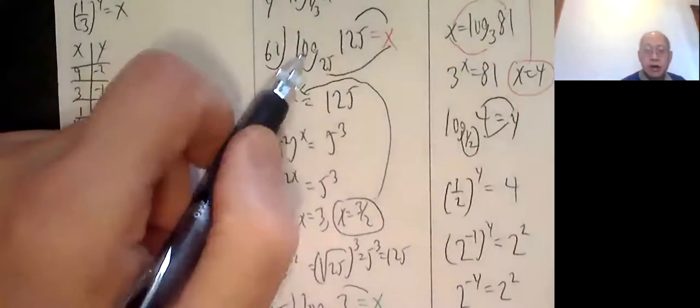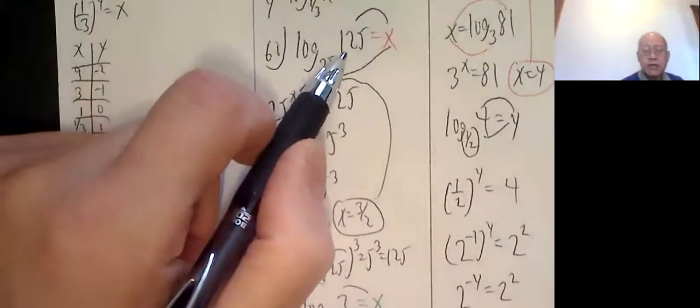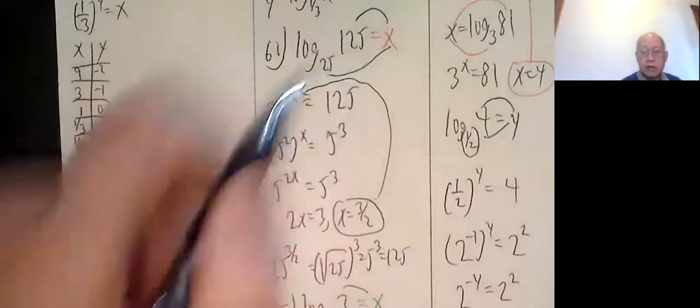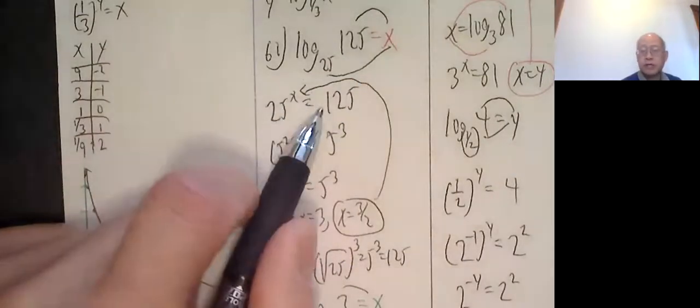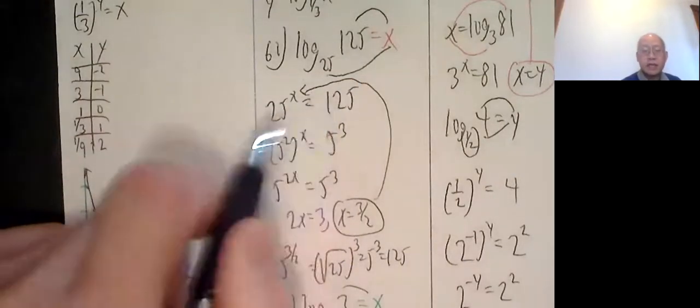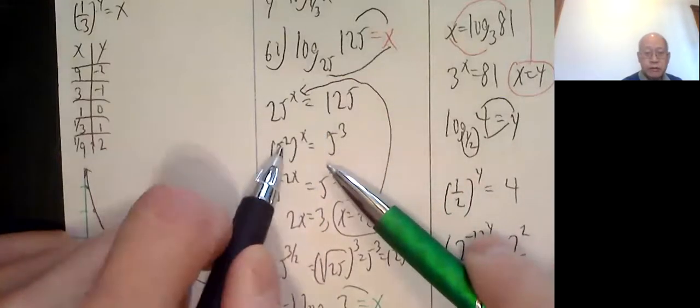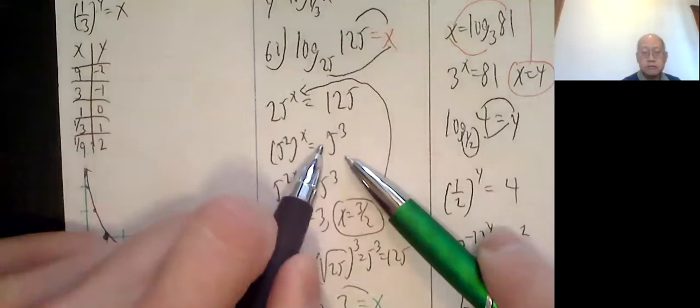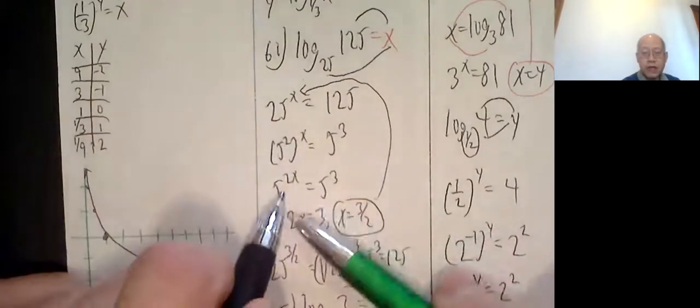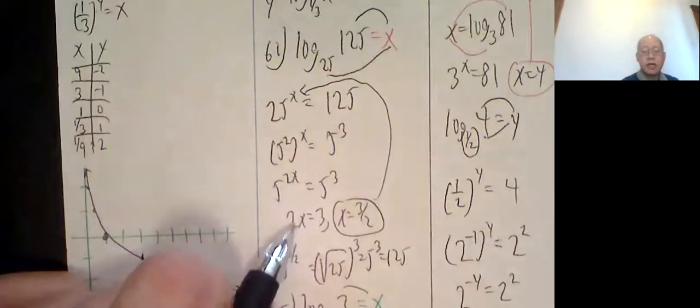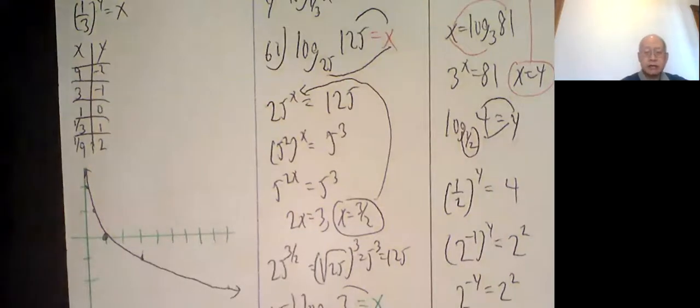Okay, 61, log base 25 of 125. Call it x, unscramble it. 25 to the x equals 125. Get these to be the same base. What's a good base? 5. This is 5 squared to the x. This is 5 cubed. Multiply these two. 5 to the 2x equals 5 cubed. That means 2x equals 3. X equals 3 halves.